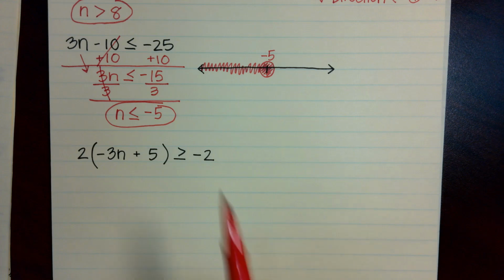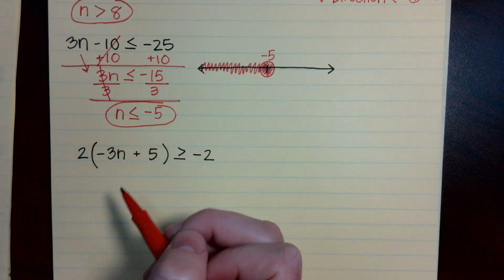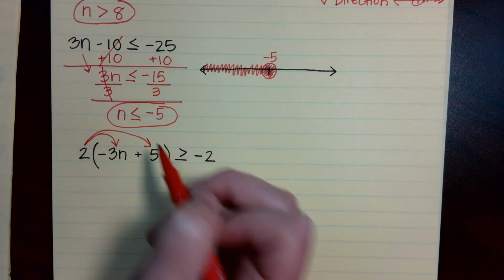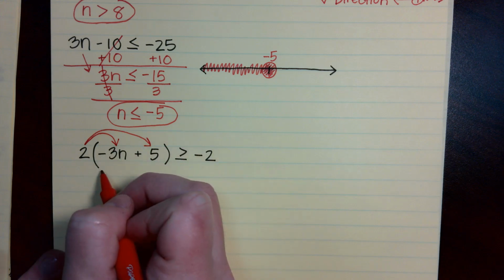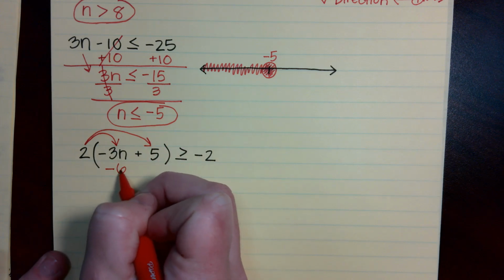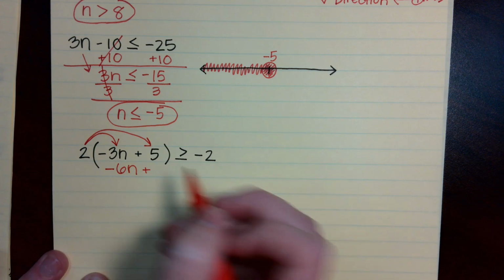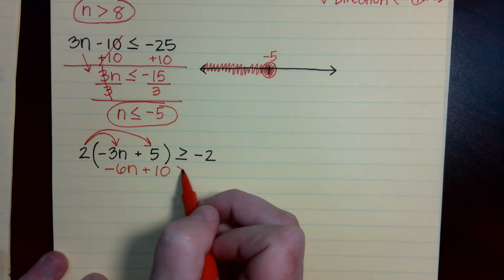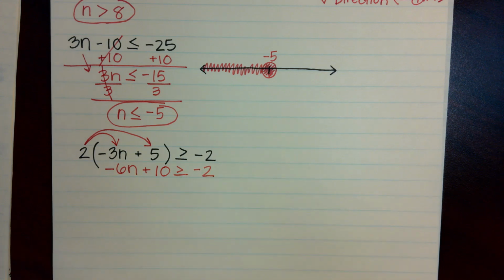Yes, we need to start by distributing. We cannot mess with anything inside the parentheses until we get rid of the parentheses. So what is 2 times -3n? Perfect. -6n plus 5 times 2? 10 is greater than or equal to -2. All right, now we can solve.